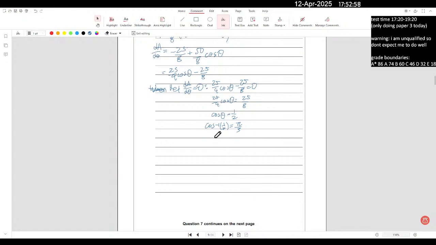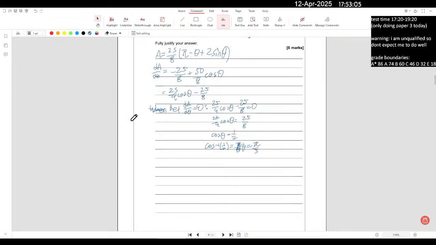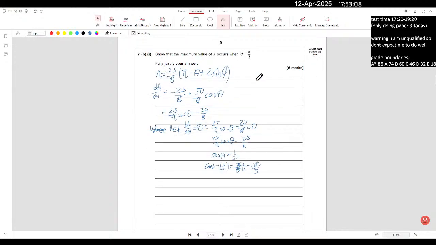So now to justify this is a maximum, I could do first derivative test or second derivative test. Which one should I do? Second derivative is easier if the value you get isn't 0. The value we get shouldn't be 0 because we're working with cosine and sine. So d squared A over d theta squared.